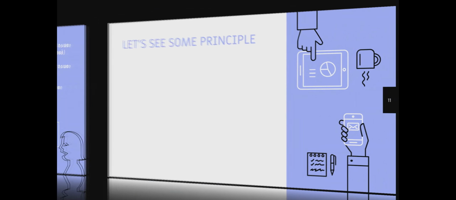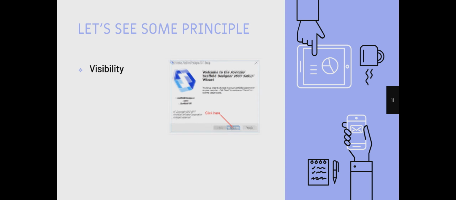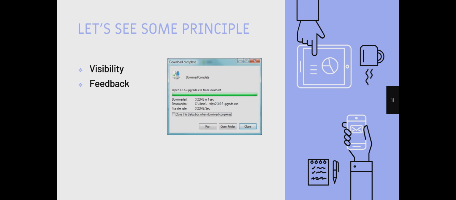Now let's see some principles. The first one is visibility. The more visible functions are, the more likely it is that the users will be able to know what to do next. Feedback: sending back information about what action has been done, allowing the person to continue with the activity.